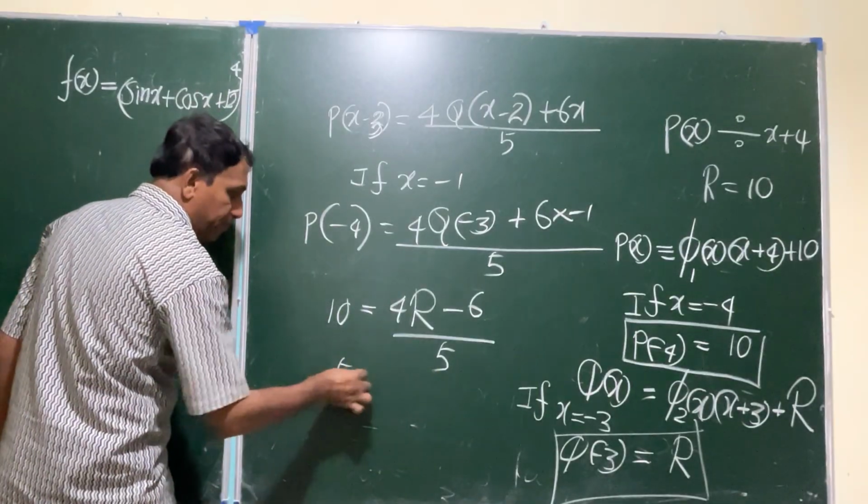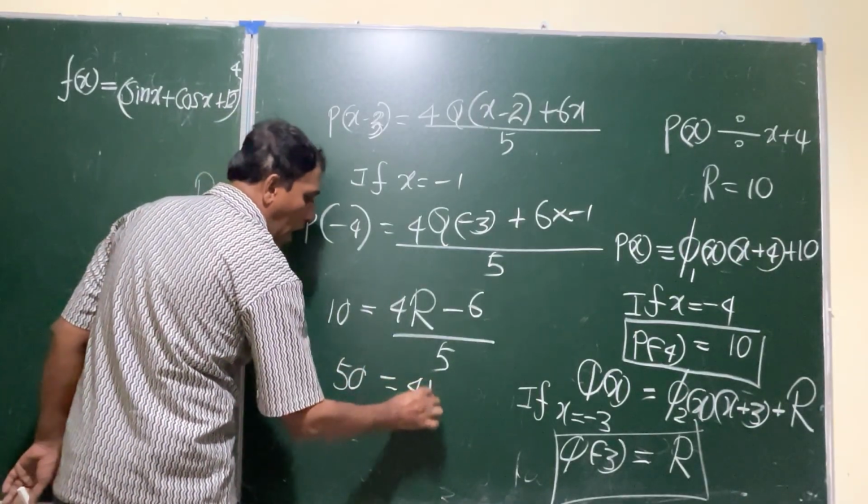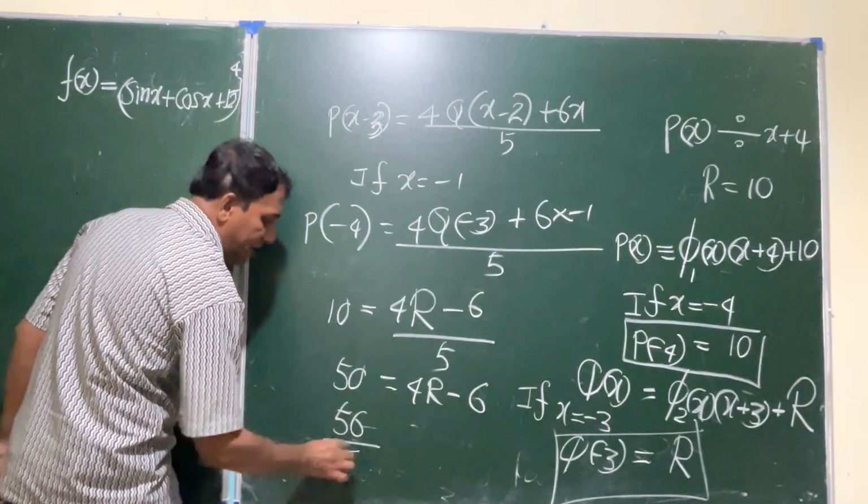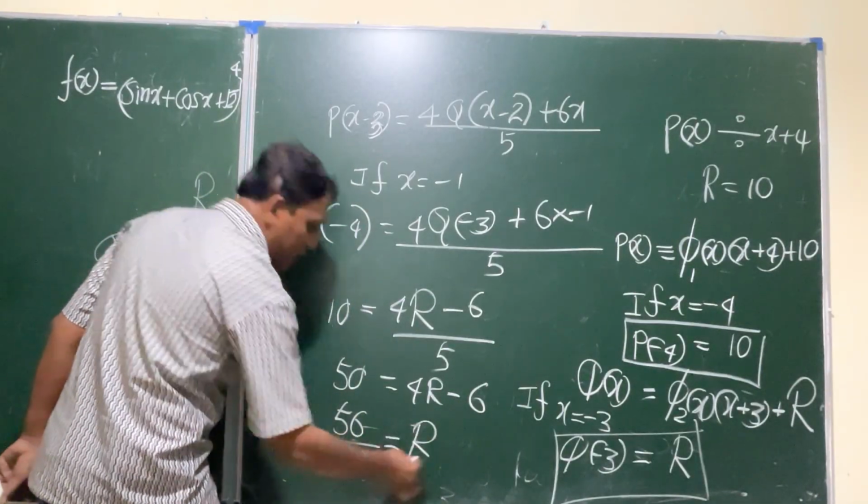So 50 equals 4r minus 6. Therefore, 56 divided by 4 is the answer, my dear student.